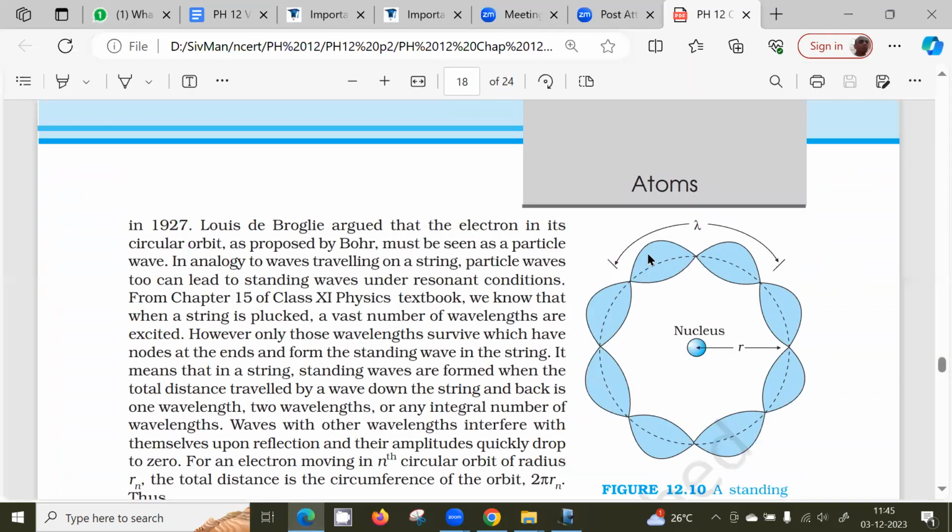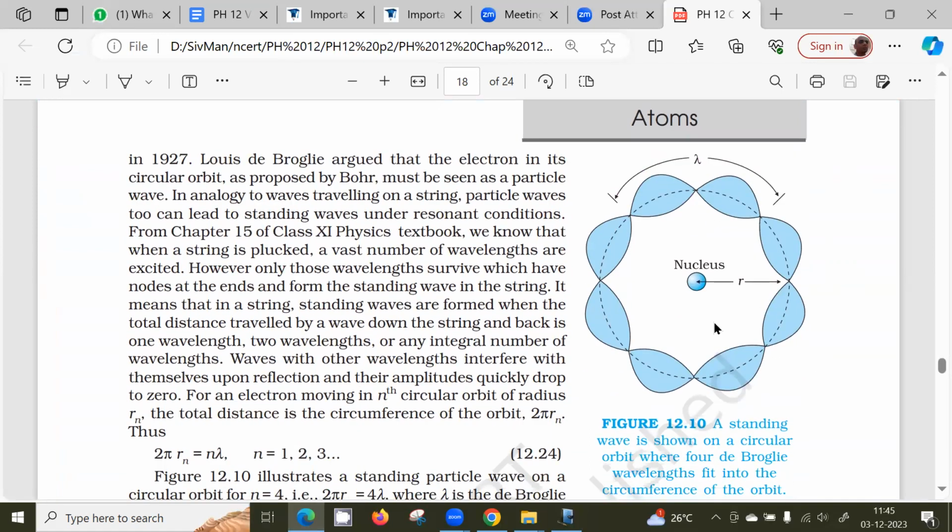So here in this picture, I'm considering an electron moving around a circular orbit around the nucleus. But this electron I'm considering as a wave. When I consider it as a wave, it has a wavelength lambda, and that lambda is such that integral multiples of lambda will fit in this circumference.